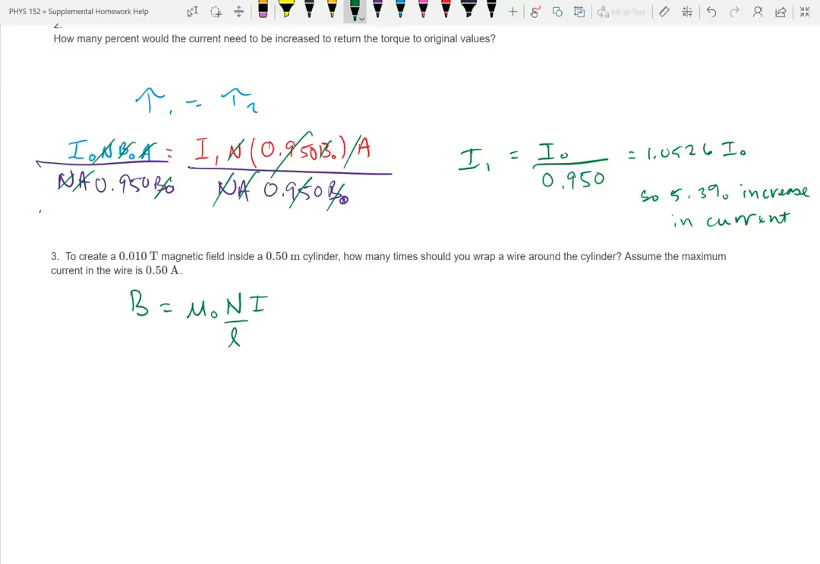Okay. I had to reread this, I apparently got up too early today. So there's our length of half a meter. When I read that, I was thinking it was the diameter. I was like, but I don't have what I need. But I do. And our N is what we're looking for. And there's our current, and there's our magnetic field. And you'd look up the permeability.